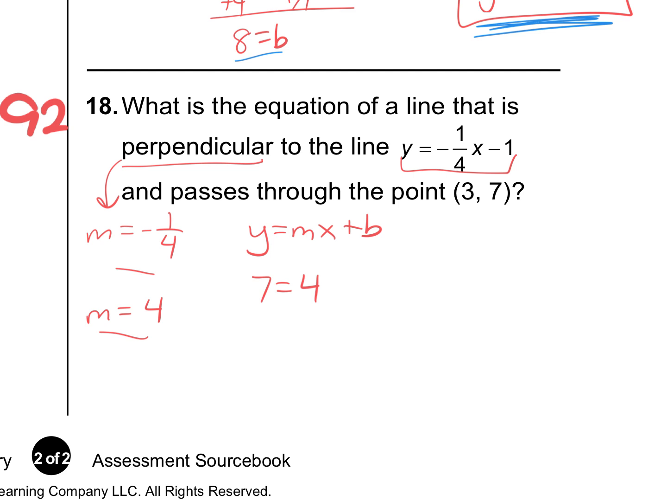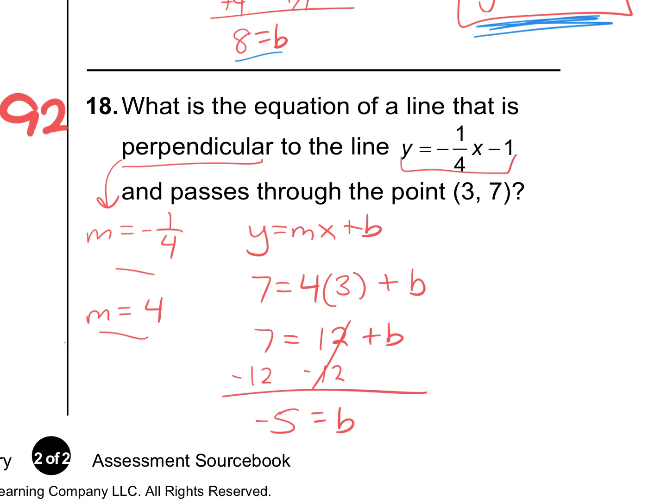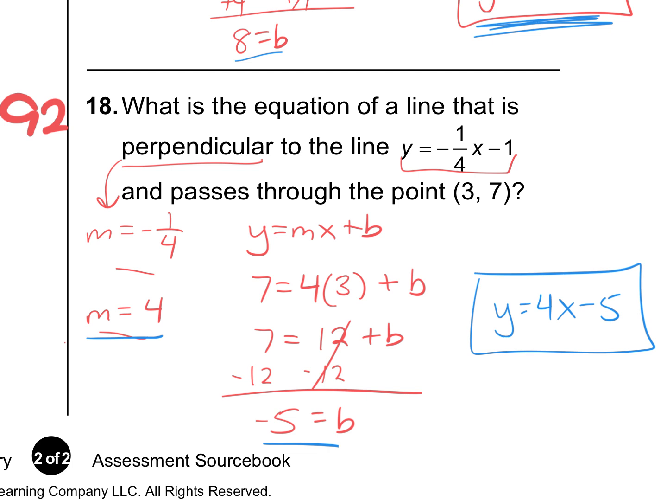Yep, when you get that new slope, you want to use the new one. What's x? 3, and then we have plus b. 4 times 3? 12. What do I do next? Minus 12. 7 minus 12? Negative 5 is b. Again, 2 most important things to write the equation. You have your m and your b, then you can write it. What is my final equation? Good. y equals 4x minus 5. So just be sure on 17 and 18 you read directions carefully. Any questions on the back page?